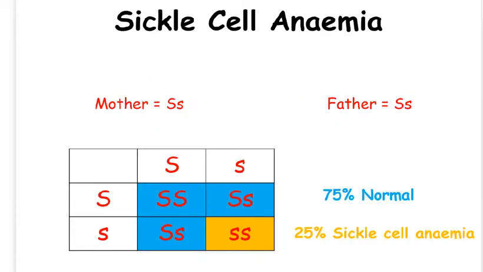Right then, we should have identified that both the mother and the father have a dominant and a recessive allele as they are heterozygous. When we put this into the grid and work out the possibilities, we find that there is a 3 in 4 or 75% chance that their children will be normal, and a 1 in 4 or 25% chance that they will have a child that has sickle cell anemia.